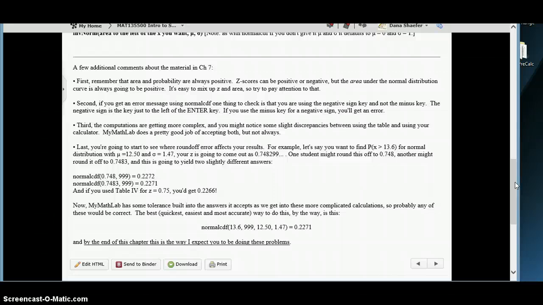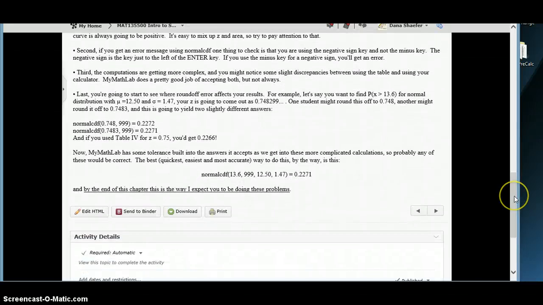So my math lab is usually pretty forgiving as far as the round off with these complicated calculations, but I just wanted to give you a heads up as far as watching out for rounding in the section. And we're going to say, let's round to 4 decimal places all the time.